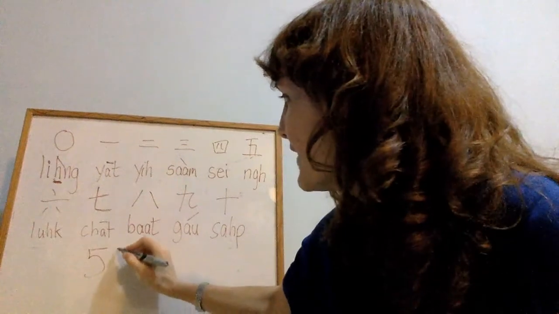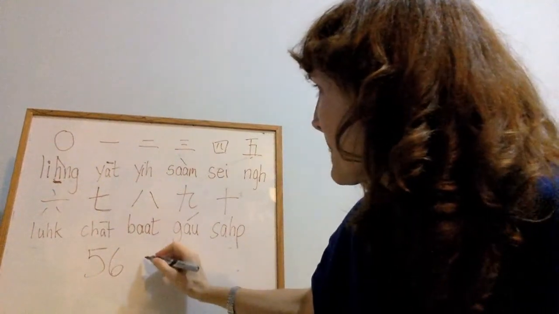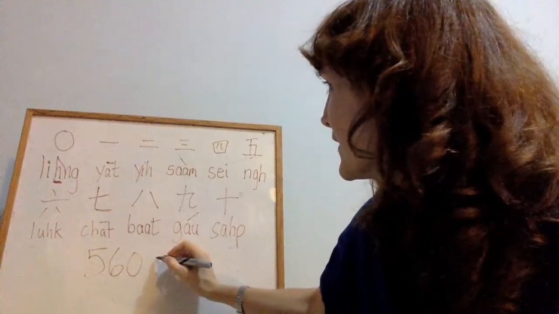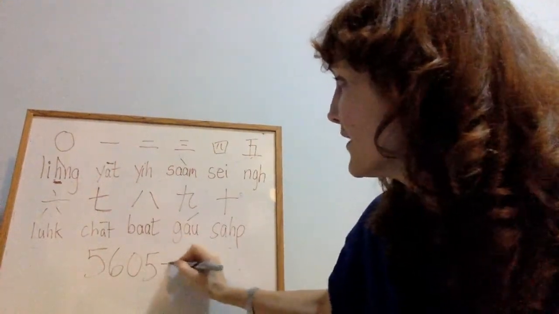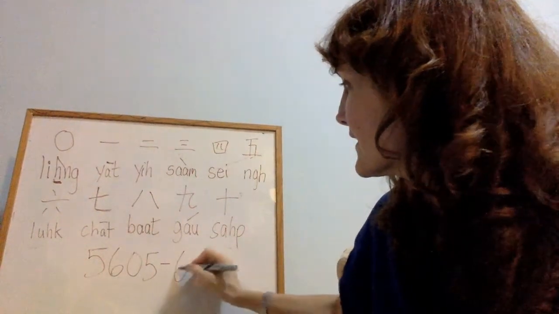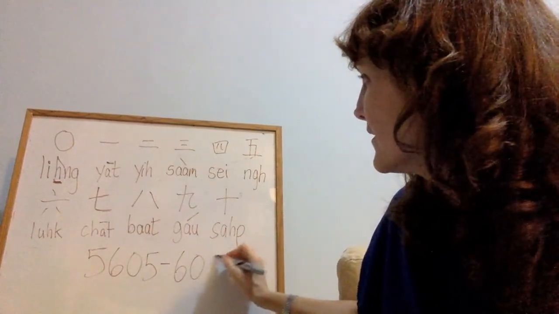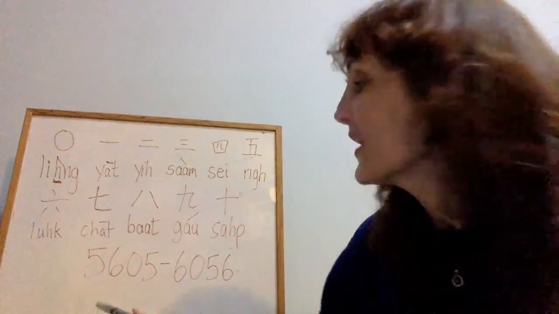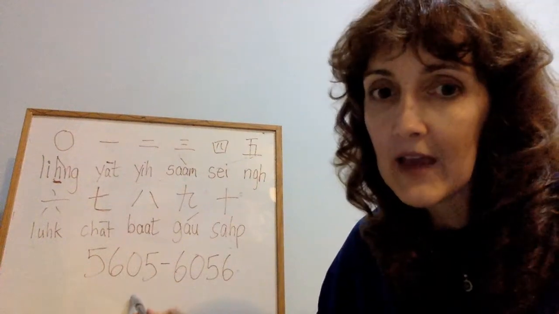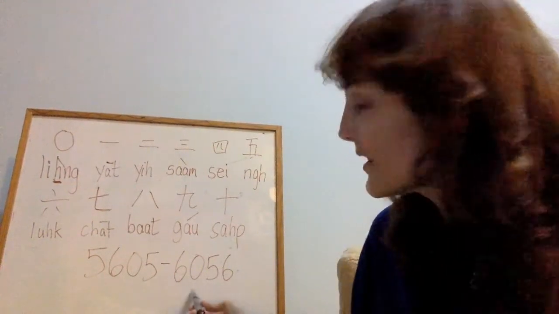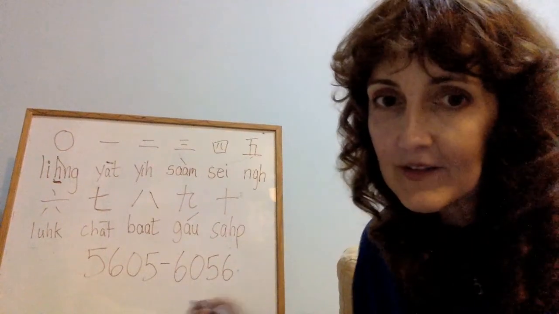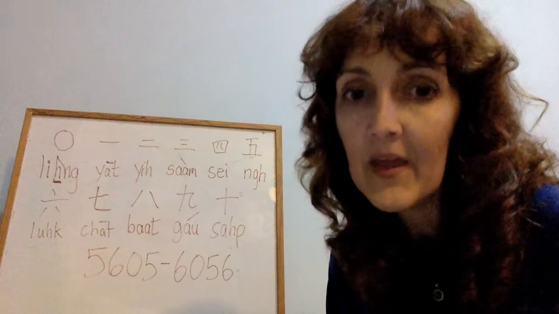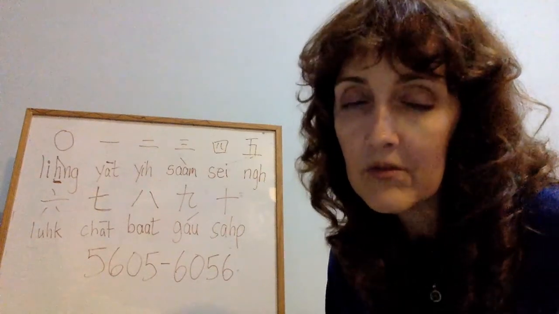So let's use 5, 6, can't really use 10, but we can use 0. 5, 6, 0, 5, 6, 0, 5, 6. Okay, ready? 5, 6, 0, 5, 6, 0, 5. So they're all pretty low. You're in the basement, kind of. 5, 6, 0, 5, 6, 0, 5.